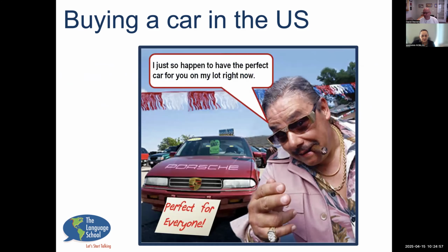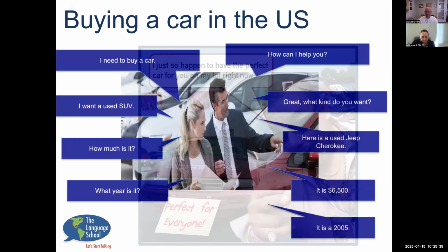All right, so you have to be careful of these used car dealers, like this guy that says, "I just so happen to have the perfect car for you on my lot right now." And look at the car. It says it's perfect for everybody. I see some very big problems with this car, right? First of all, there's no such thing as a car that's perfect for everyone. Everybody has their own unique needs and interests. Next, this car says it's a Porsche. It has the symbol for a Ferrari on it. And I think it's like a Chevrolet or a Chrysler. It's neither one of those cars.